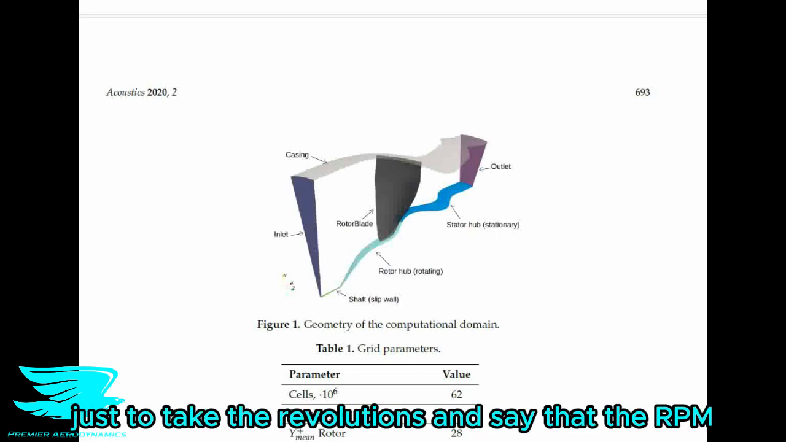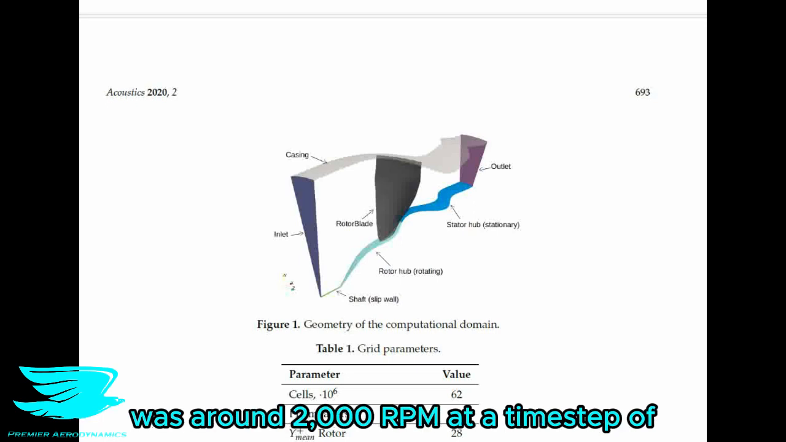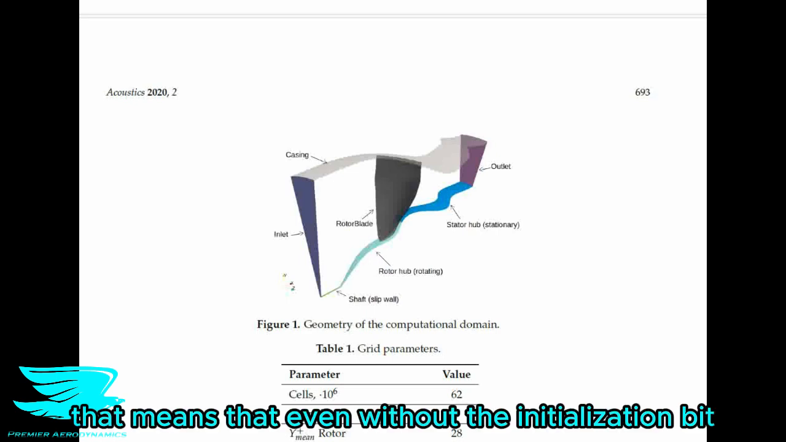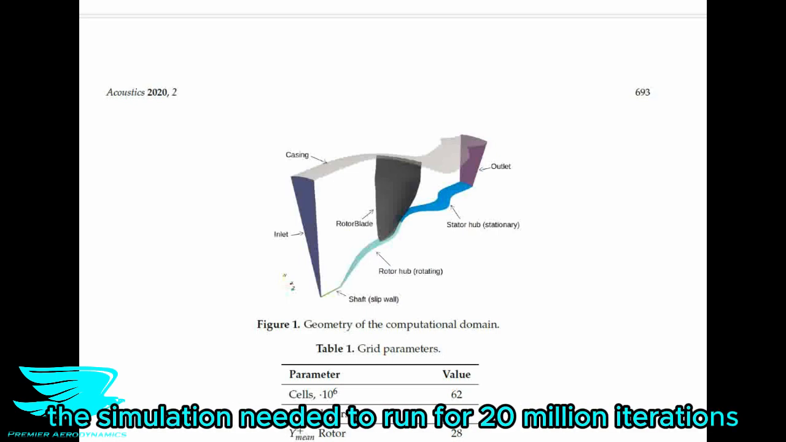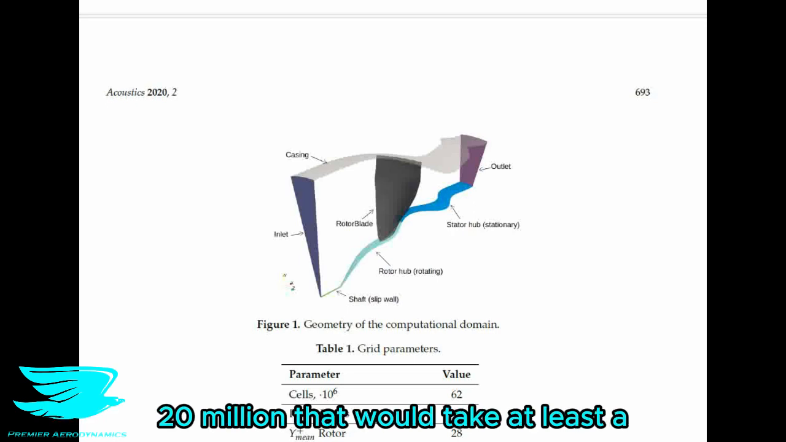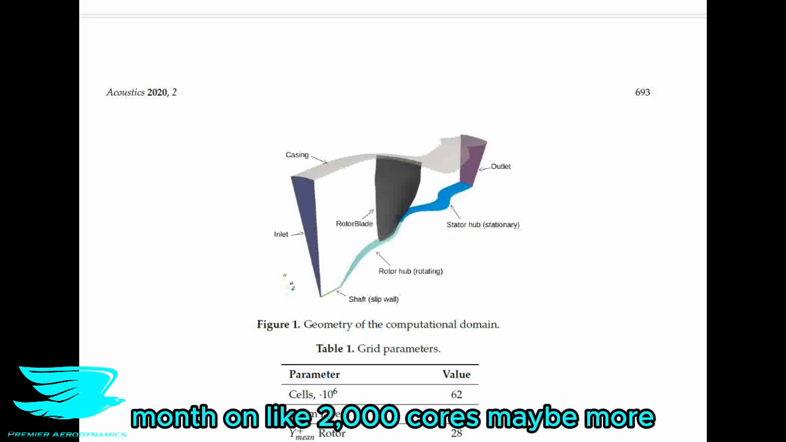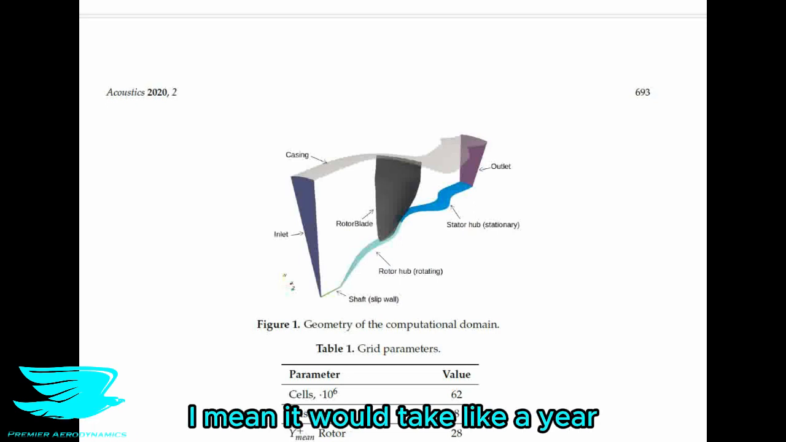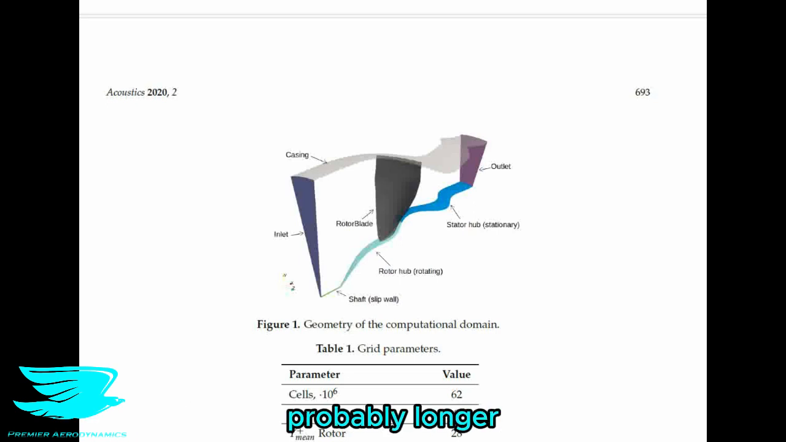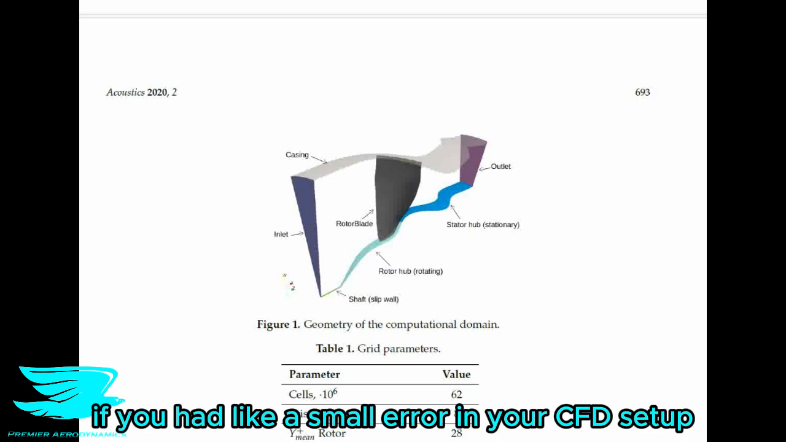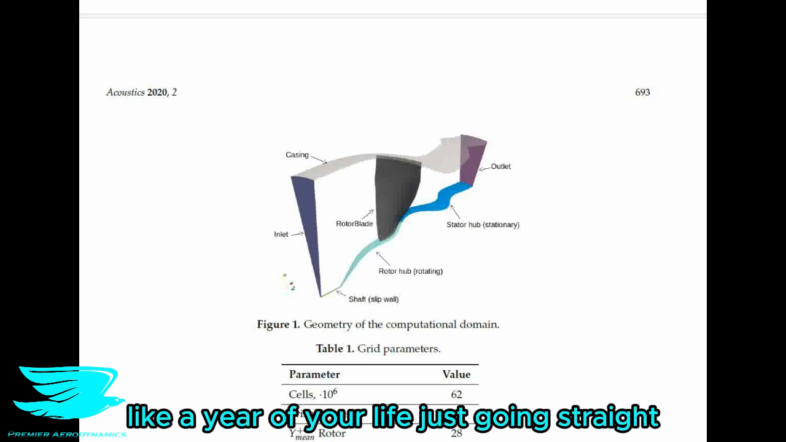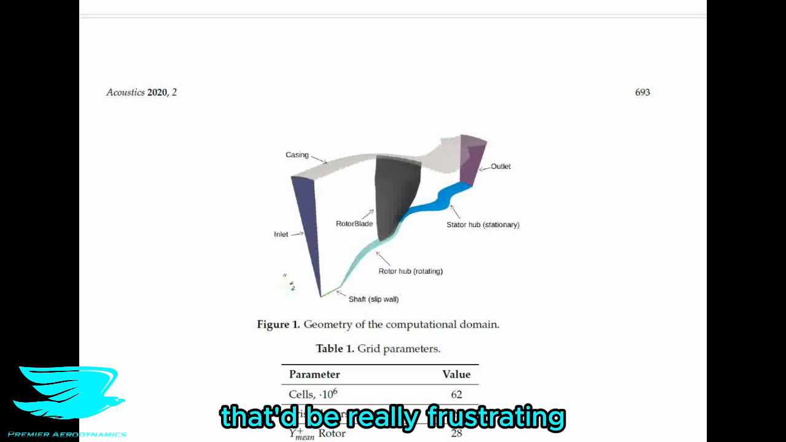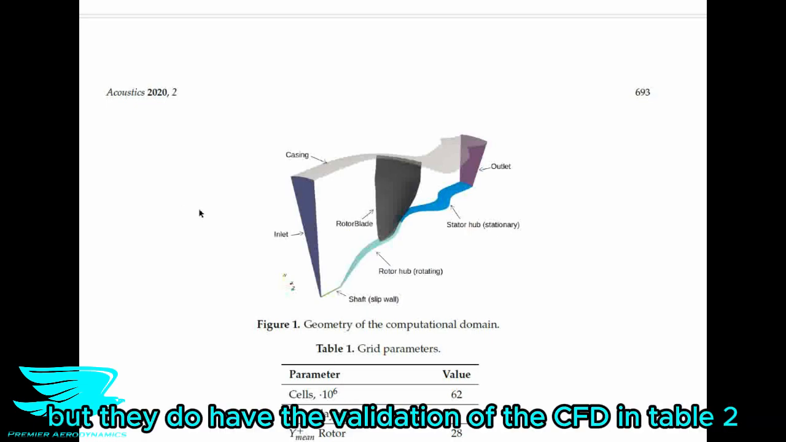So if we were just to take the 8 revolutions and say that the speed was around 2000 RPM, at a time step of 12 nanoseconds, that means that even without the initialization bit, the simulation needed to run for 20 million iterations. 20 million. That would take at least a month on like 2000 cores, maybe more. So while a mesh independence study would have been nice, I can definitely understand why they didn't do one. I mean, it would take like a year, probably longer. And you can imagine if you had a small error in your CFD setup, a year of your life just gone straight down the drain. That'd be really frustrating. But they do have the validation of their CFD in table 2.